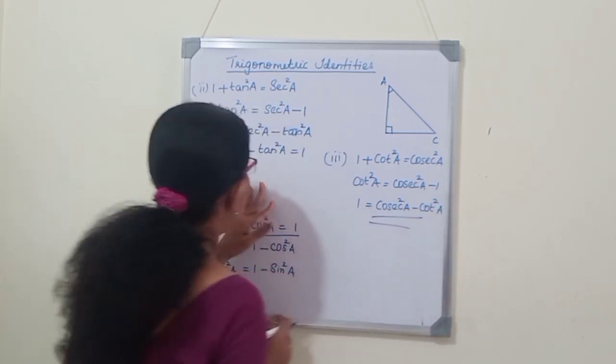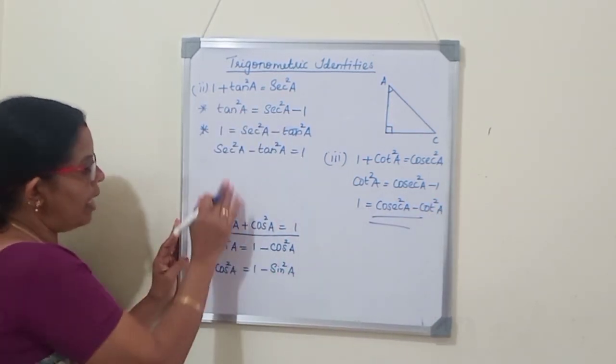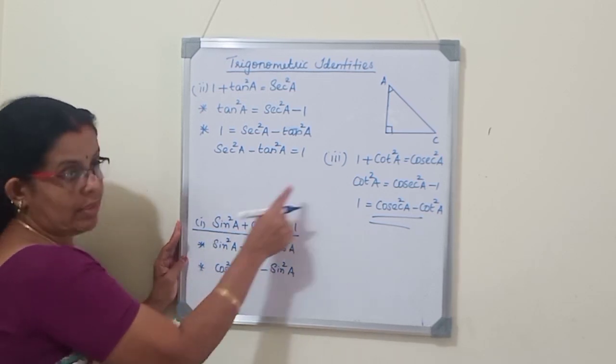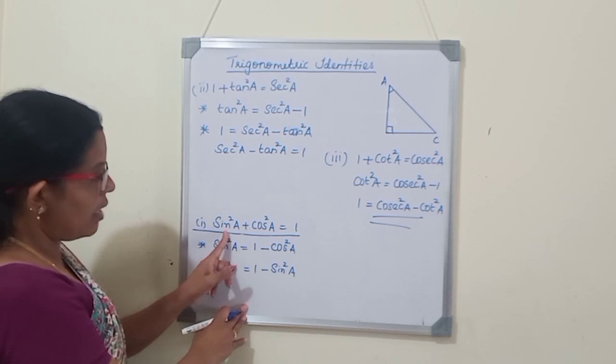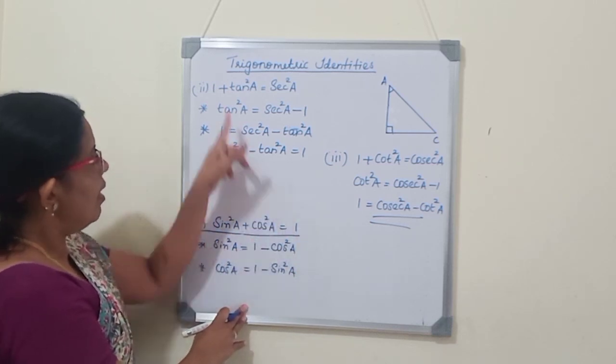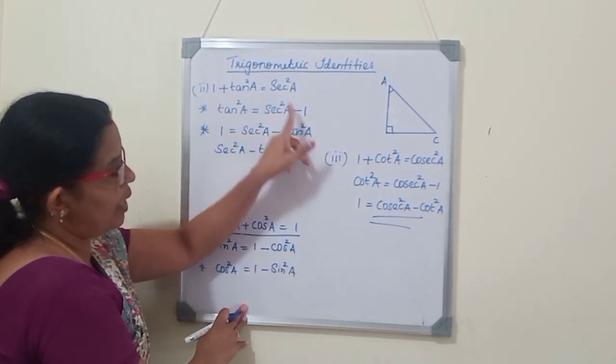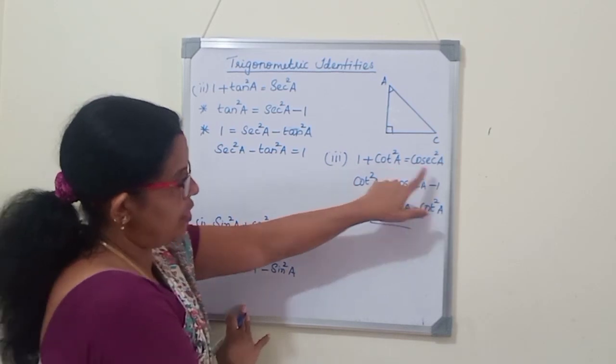So we are learning 9 formulas here. Mainly we have to learn 3 identities. From there we can directly write the formulas and do the sums. Sin square A plus cos square A is 1. 1 plus tan square A is sec square A. And 1 plus cot square A is cosec square A.